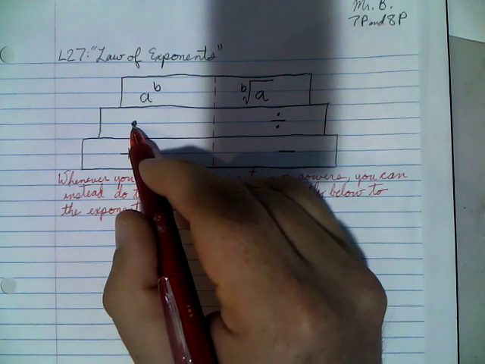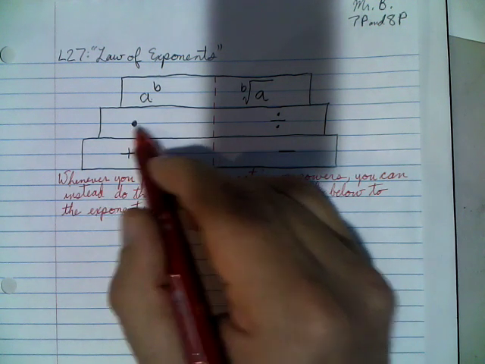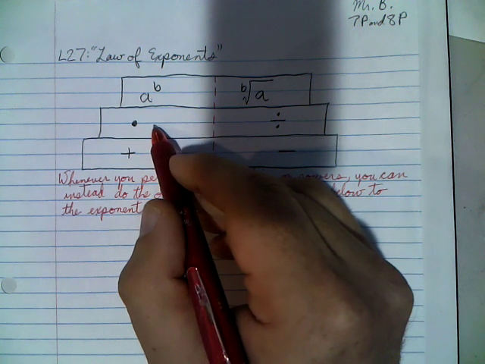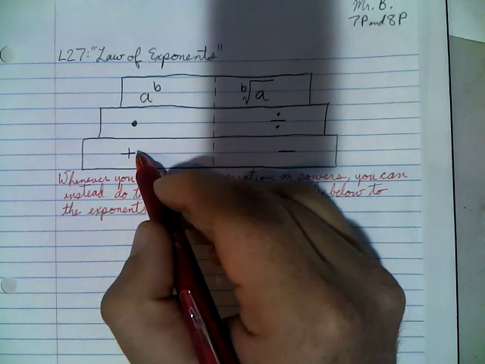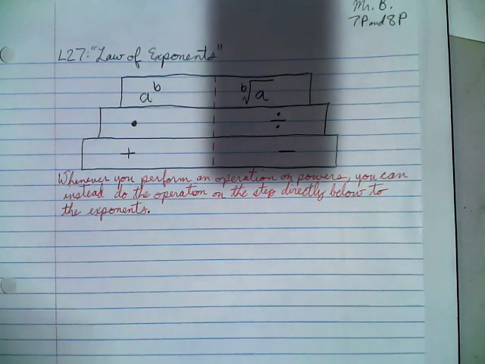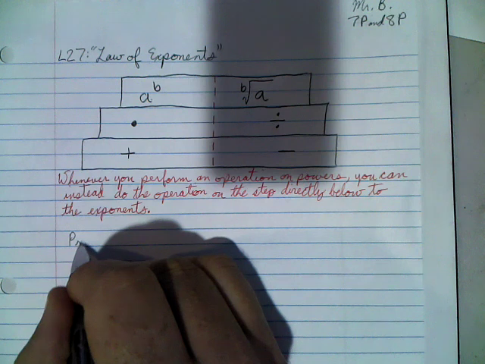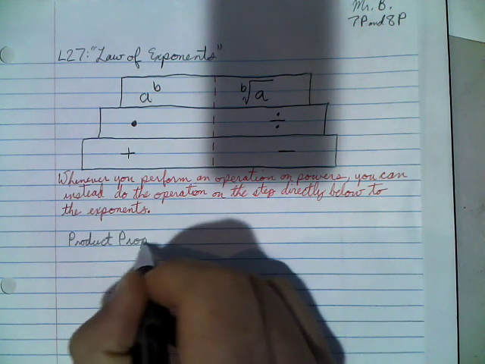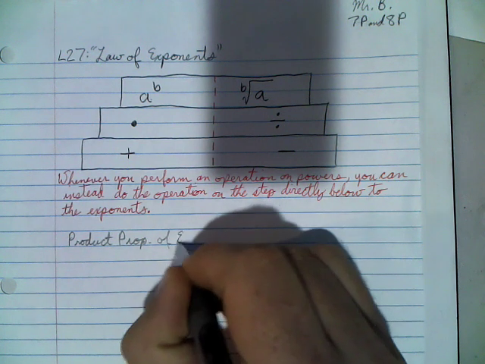So if I am multiplying powers, I have a power times a power. Instead of actually multiplying them, I can just combine them and instead, one step below, add the exponents. And that, ladies and gentlemen, is a property called the product property of exponents.